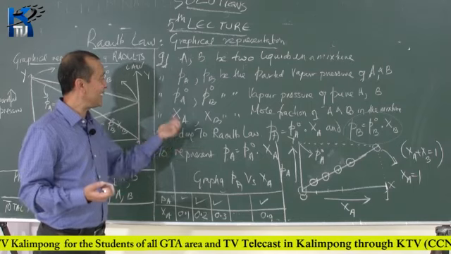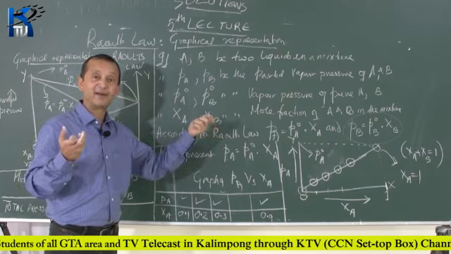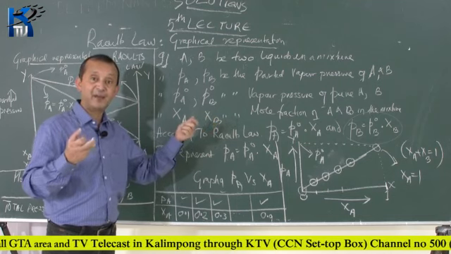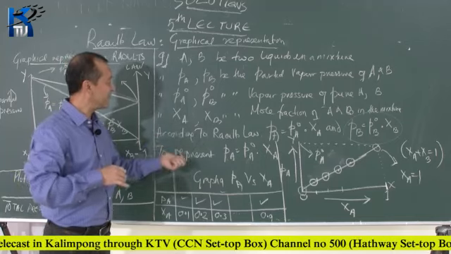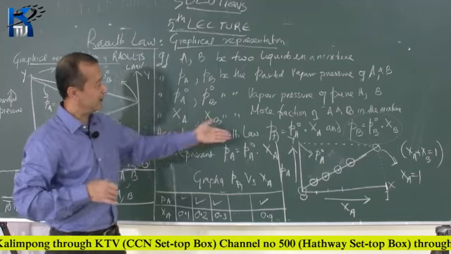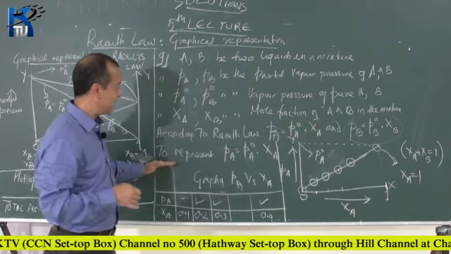We are assuming that XA and XB are the mole fraction of A and B in the liquid mixture, not in the vapor, mind you. Okay, so therefore, according to Raoult's law, this is something we have already done in the 4th lecture.